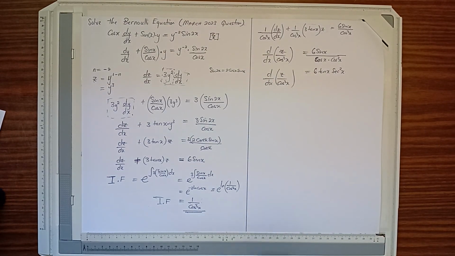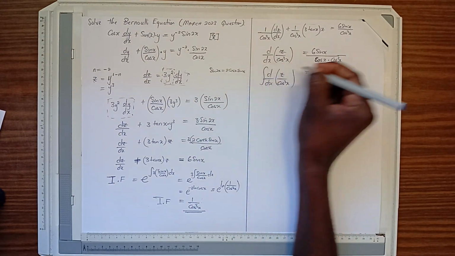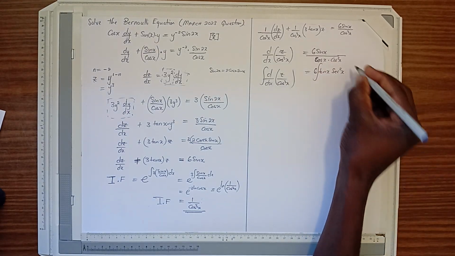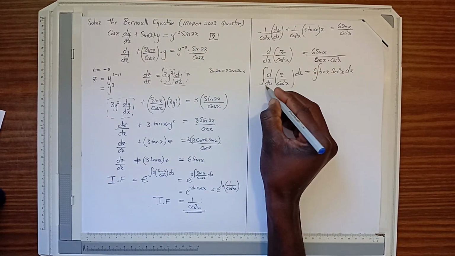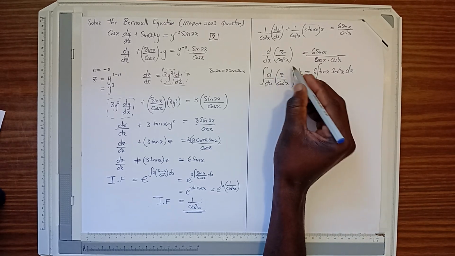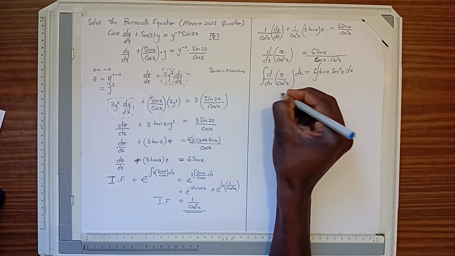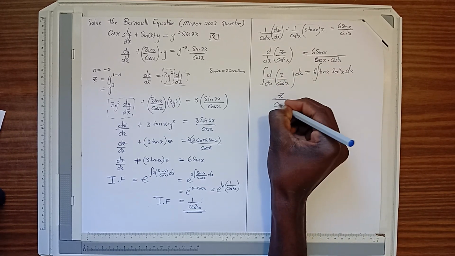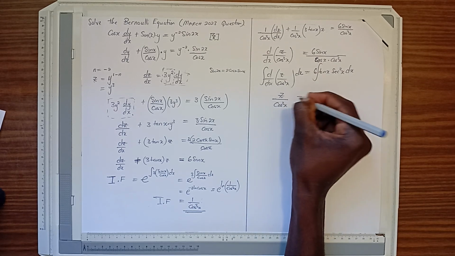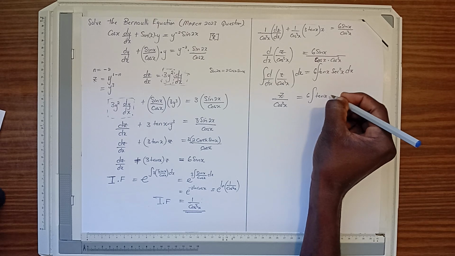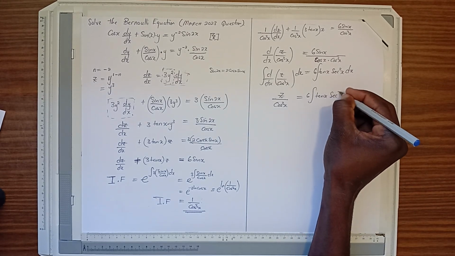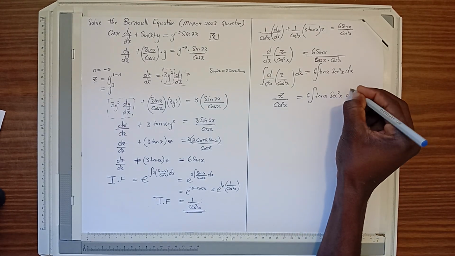Now we have to integrate both sides, so we integrate here and we integrate here with respect to x. The dx and dx will cancel and the integral sign will be removed, and we have z over cos cubed of x is equal to 6 integral of tan of x sec squared of x dx.